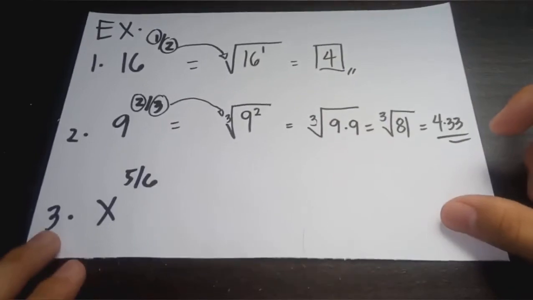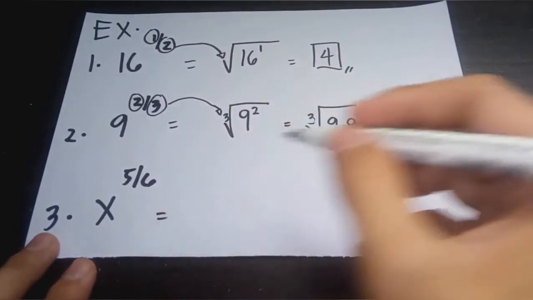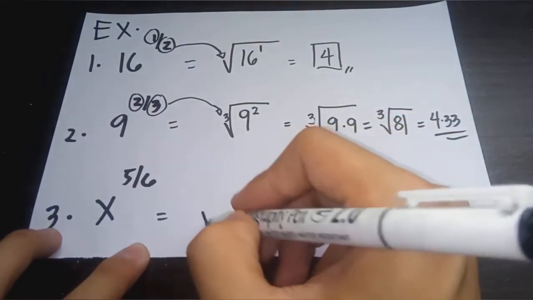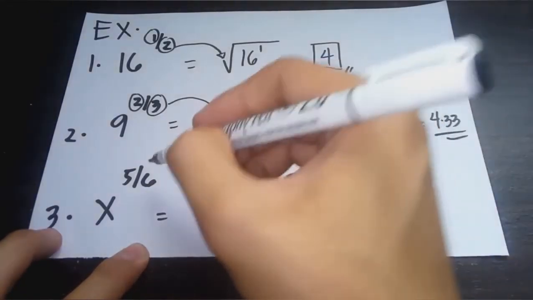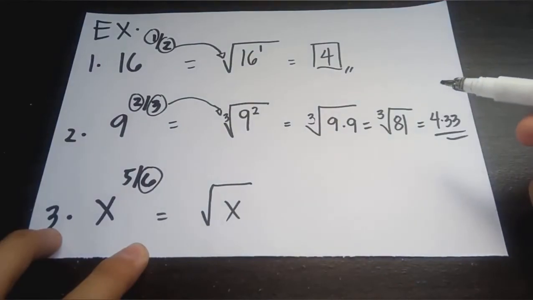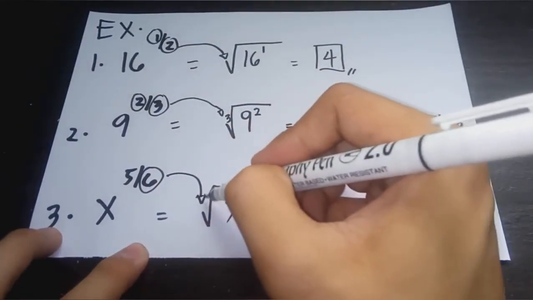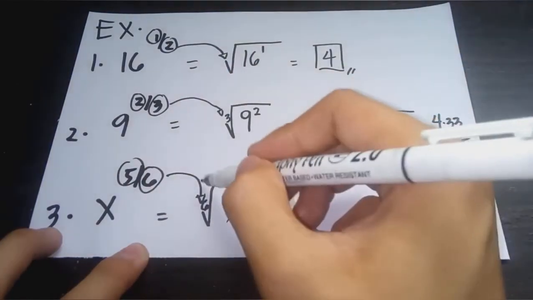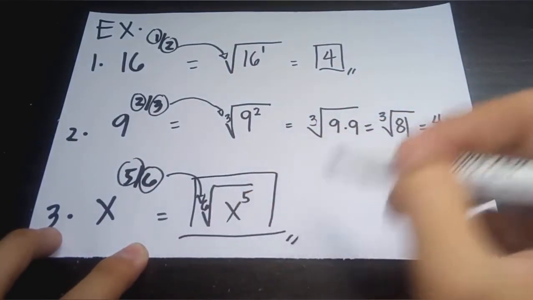Next. X raised to the 5/6. Okay? So, radical sign, then x. Then, itong 6, syempre, saan mo siya ilalagay? Dito mo siya ilalagay. 6 root of. And then, yung 5 na numerator, dito siya. So, ito yung ating sagot. Okay?